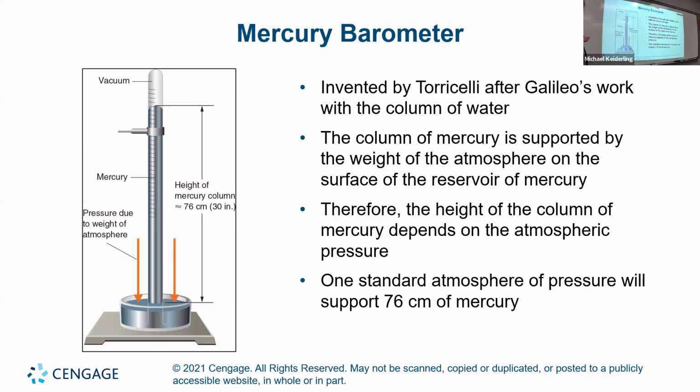So the height of the column of mercury depends on atmospheric pressure. One standard atmosphere of pressure will support 76 centimeters of mercury. This was great for measuring pressure, but mercury barometers are pools of liquid mercury that have to be open to the atmosphere, and they have to be almost a meter long. They have to be at least 76 centimeters, like 30 inches long.